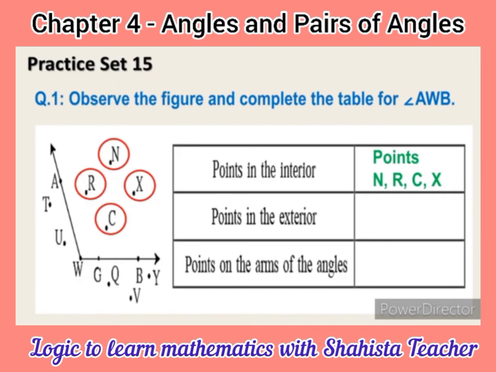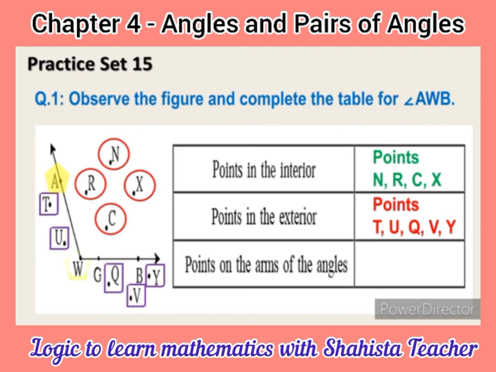Is that clear? Now points in the exterior. As you can see here, point T, point U, point Q and point V. These purple color points are all exterior points. So we can write here points T, U, Q, V and Y. Even Y is also an exterior point, as you can see here. So points T, U, Q, V and Y are all exterior.